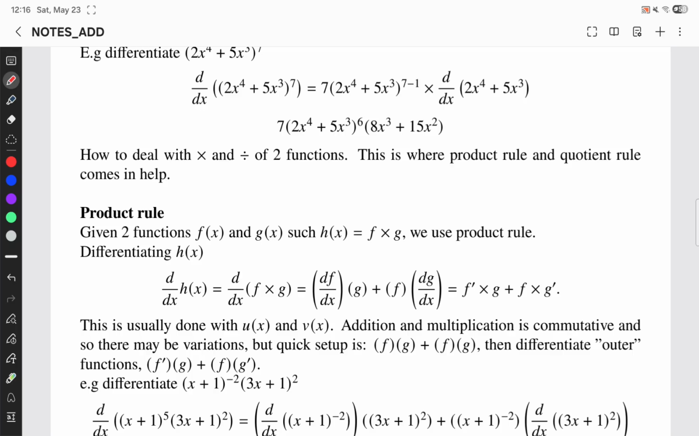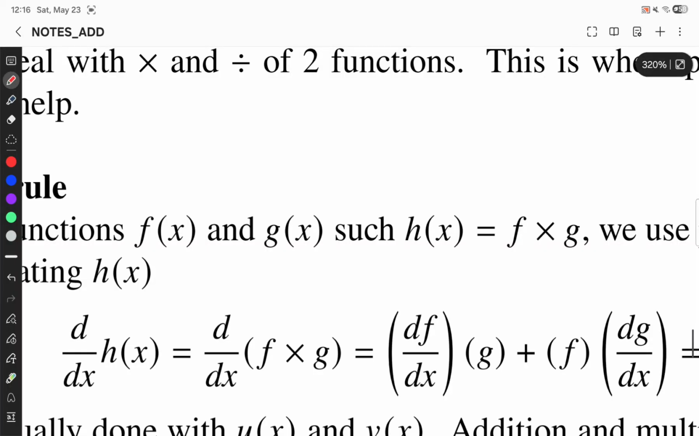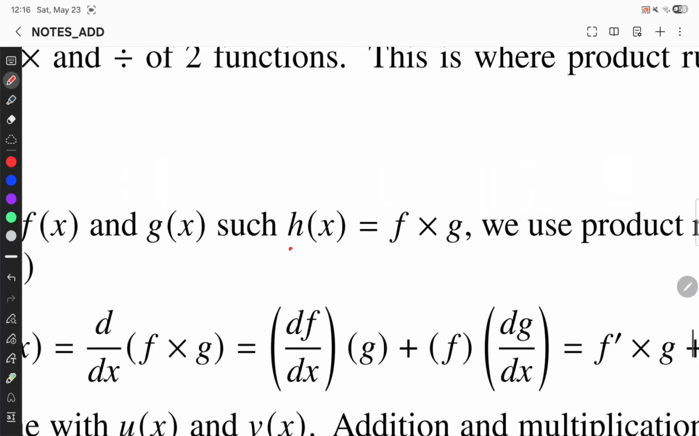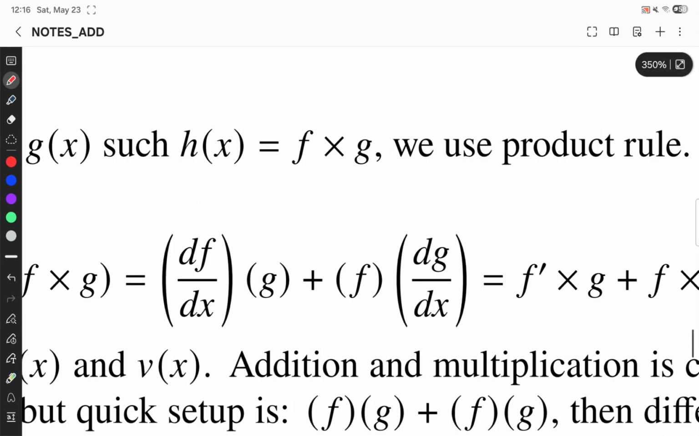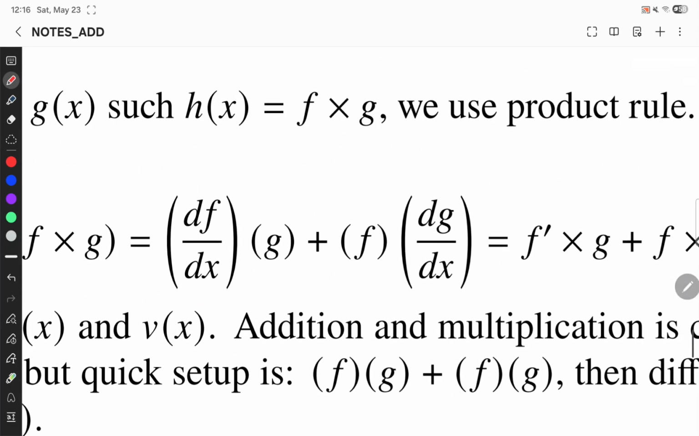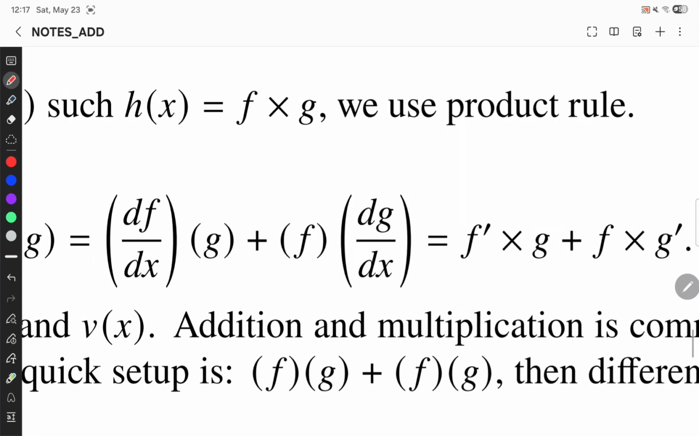These two are also in the syllabus. It states that, given that the functions f and g make up the function h, where h multiplies these two functions, you can use the product rule to differentiate this. If we differentiate this product, what do we get? We get the derivative of the first function multiplied by the second function, plus the first function multiplied by the derivative of the second function.